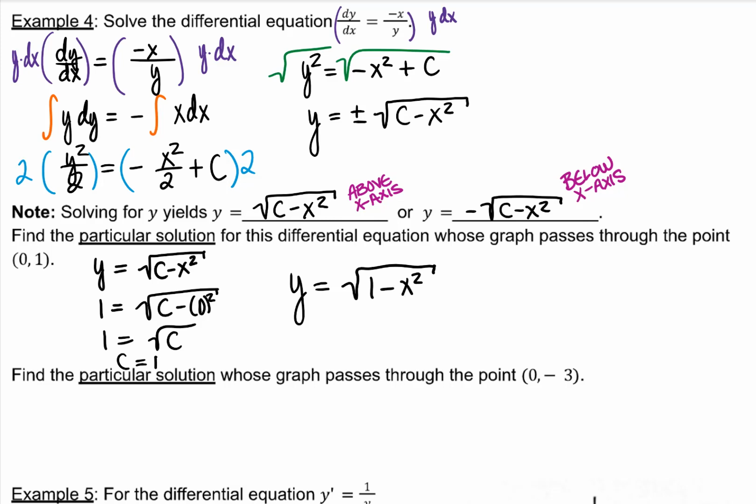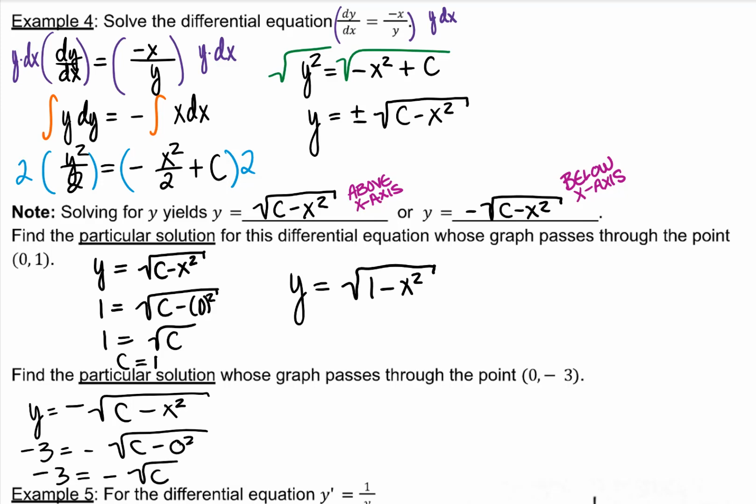For the particular solution that passes through 0, negative 3, we use the negative semicircle equation because that point is below the x-axis. Plug in negative 3 for y and 0 for x. In this case, c is equal to 9. So y is equal to negative root of 9 minus x squared.